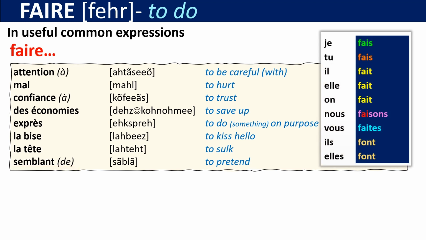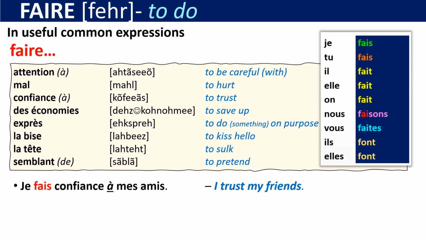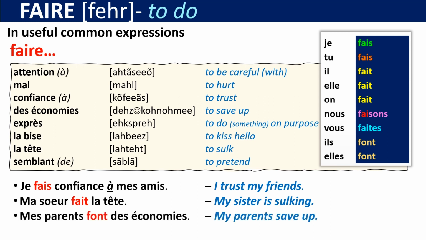Once you know these expressions, if you want to form sentences, you simply need to remember the verb faire. For example, je fais confiance à mes amis. I trust my friends. Ma sœur fait la tête. My sister is sulking. Mes parents font des économies. My parents save up.